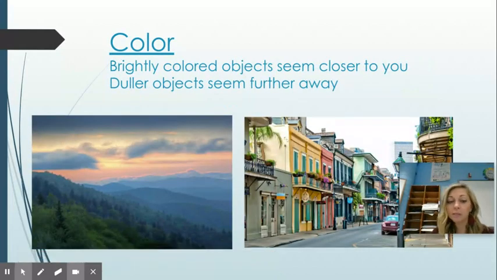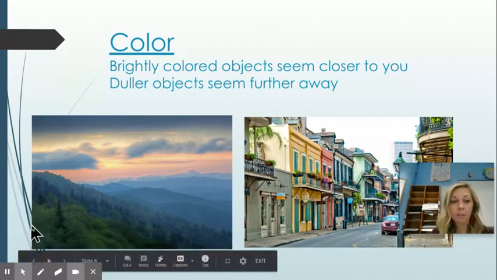All right, color. And this is probably the hardest one for people to understand. As we see things further away, they change in color as well. That's because, just like detail, our eyes are able to see color when we are closer. So for example, in these mountains, I know that there's trees on all of these mountains. I'm able to see this better because it's closer to me.